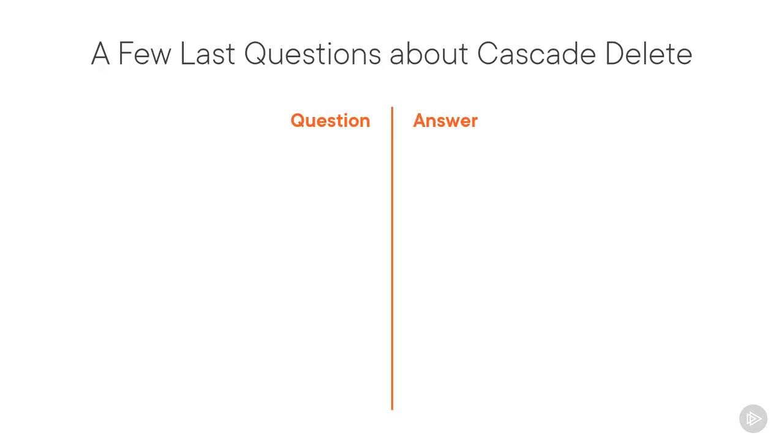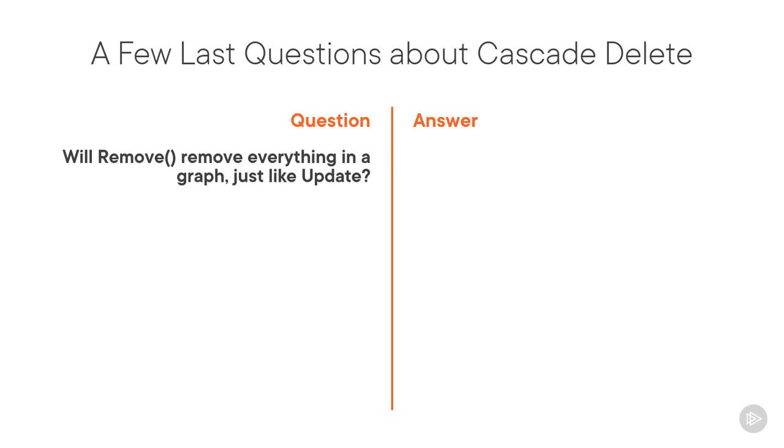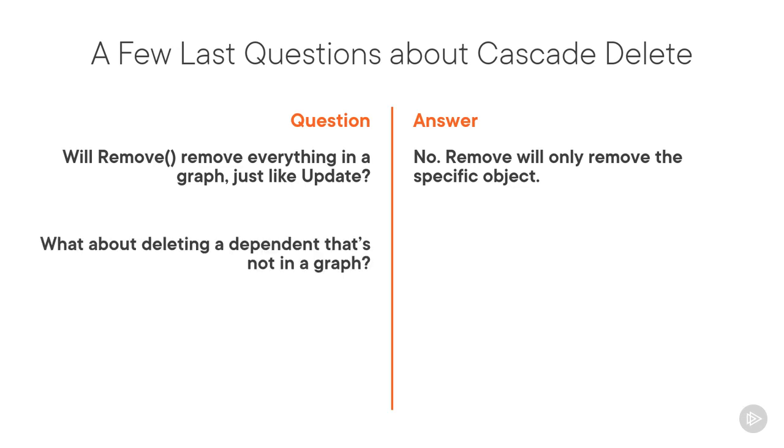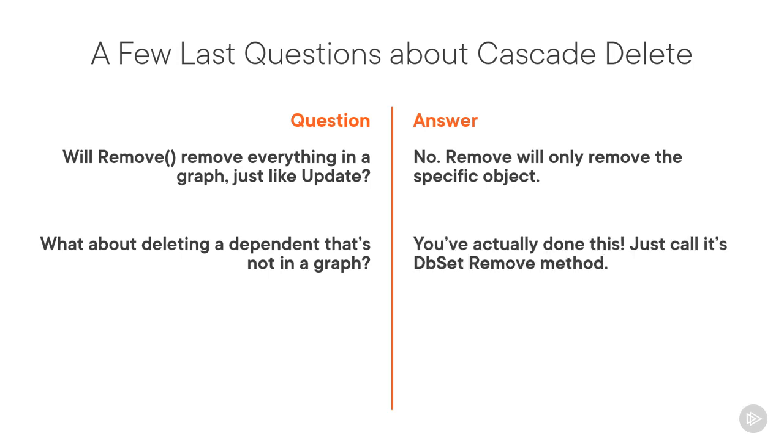And just to wrap up the cascade delete topic, I want to clarify two questions that you might have. When we use the update command on a graph, it updated all the objects in the graph. Do you have to worry about that with the remove method? No, remove just doesn't work that way. You can remove a dependent in a graph. That won't impact the other objects in the graph. The other question is, what if you just want to delete a book and you don't have the graph? Well, that's the easiest scenario, and we've seen that before. You can retrieve just the book and then use context books remove for that single object.